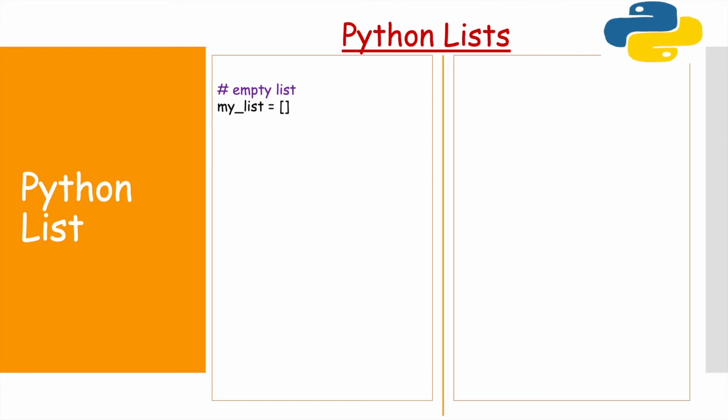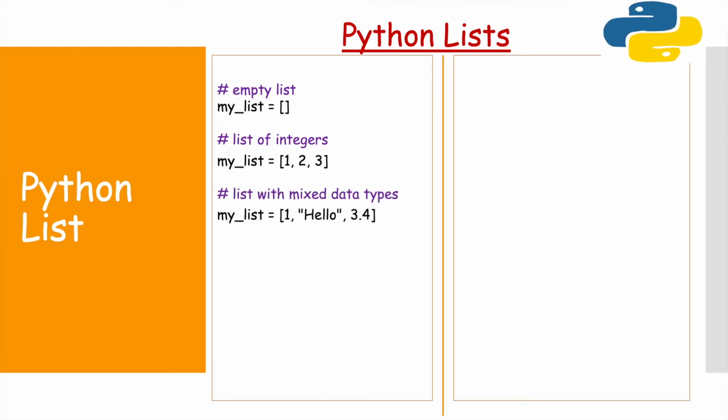Now let's see examples of how to create a list in Python. This is an example of how we create an empty list. You specify the list name and do not provide any item within the square brackets. So this will create an empty list in Python. This is an example of creating a list of integers, where you provide integers separated by commas within the square brackets.